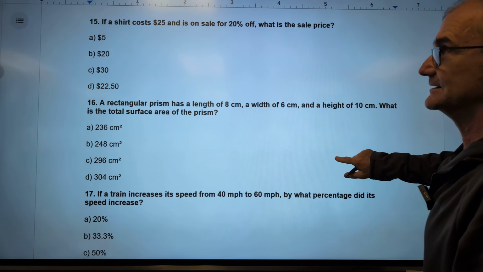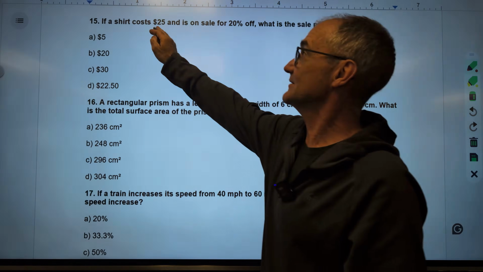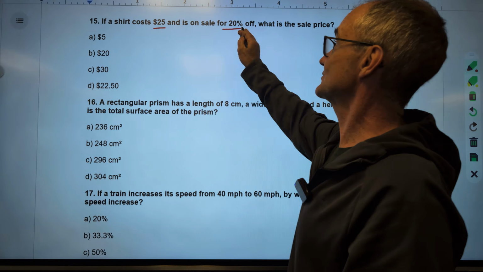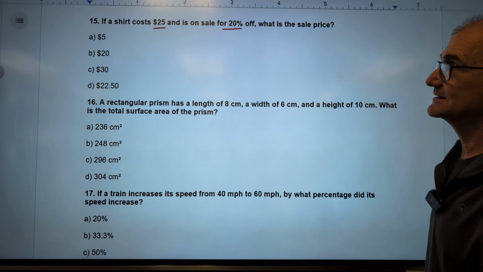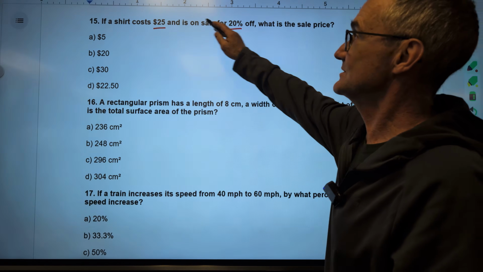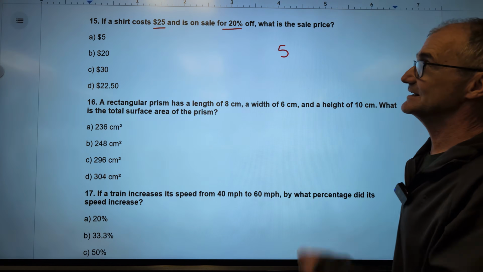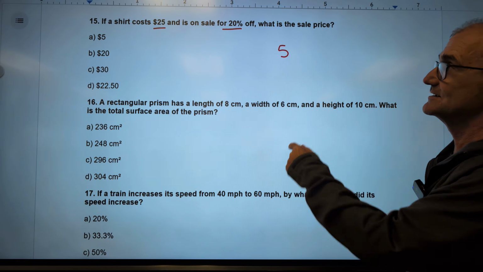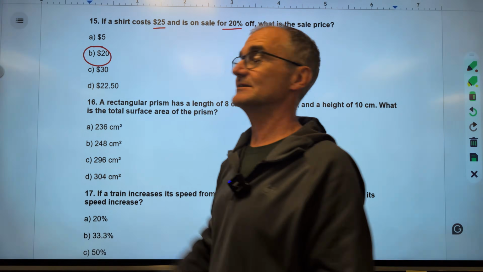Okay, number 15. If a shirt costs $25, is on sale for 20% off, what is the sale price? So I'm going to do 2 times 25 to get 5. It is $5 off. So I have to do 25 minus 5 to get a correct answer of 20 bucks.